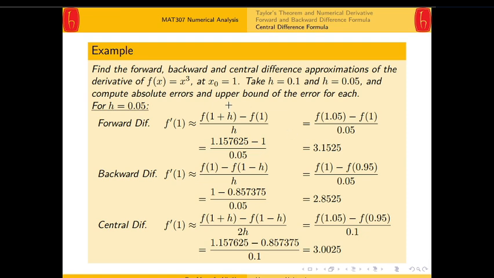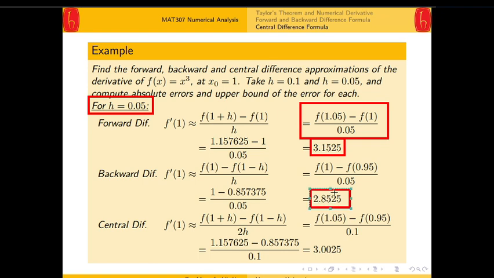If we redo our computations with h is equal to 0.05, then we will obtain this approximation for the derivative, and with the forward difference formula, this will give us this quantity for the derivative, and with the backward difference formula we have this quantity, and central difference will give us this quantity. Okay, so I suggest you to pause the video and do these computations on your own. This is kind of important for your improvement in the subject.